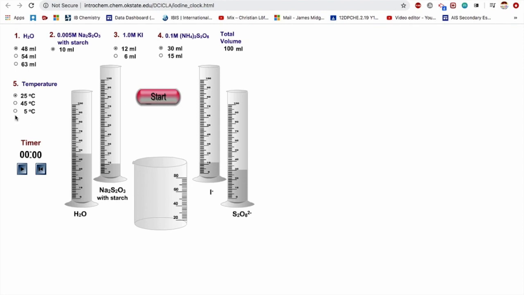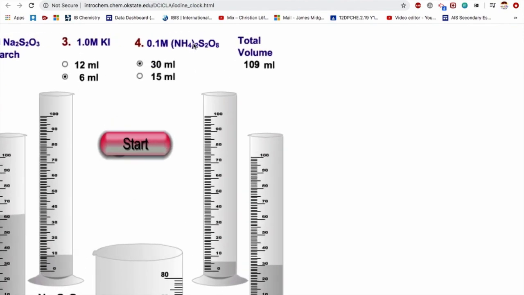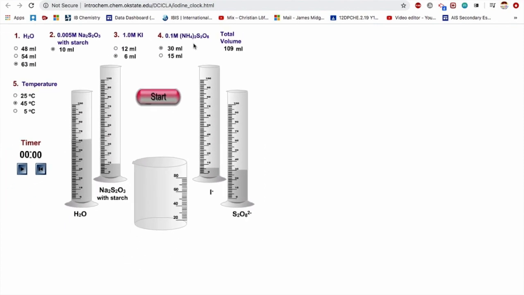This one's lovely. Look at this. You've only got three different temperatures. You've got different volumes of water. The starch is just there as an indicator. It doesn't matter. You've got 2 different volumes of potassium iodide and 2 of the ammonium. Is that thiosulfate? Not got my glasses on. Anyway, you can do this. You can start it, and you've got to get the total volume there. You can play with this, and you can hopefully get some results by playing with it.